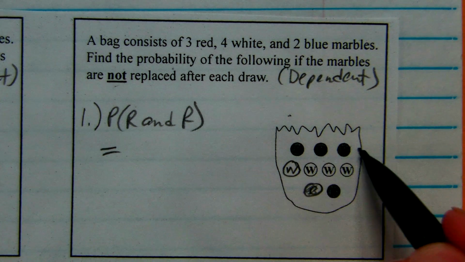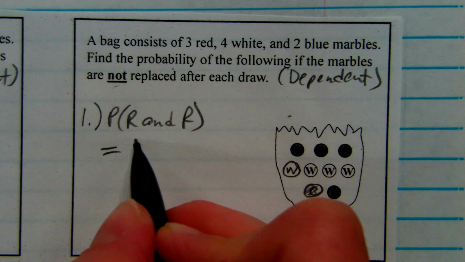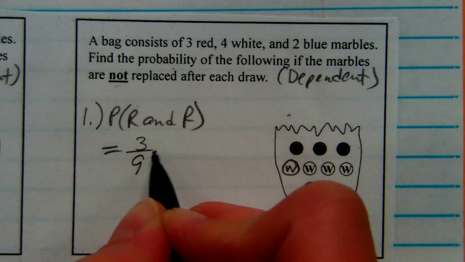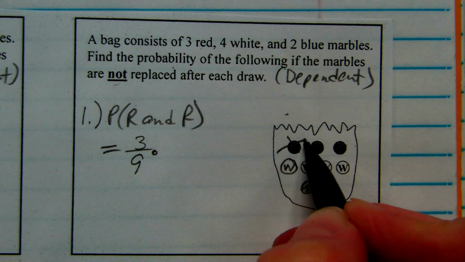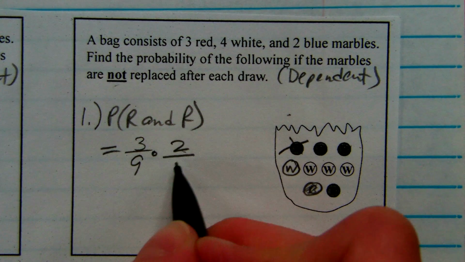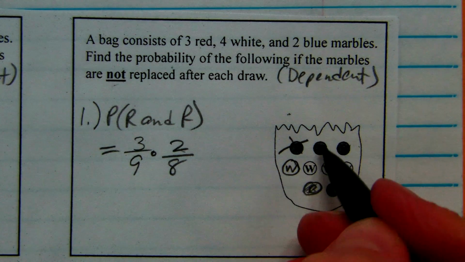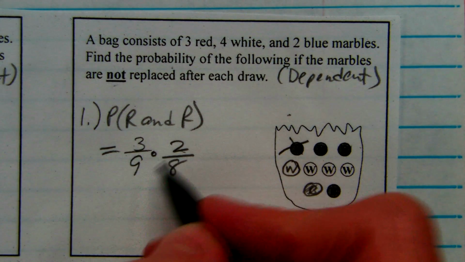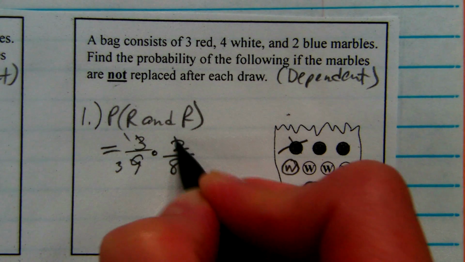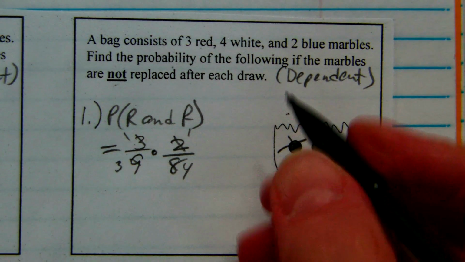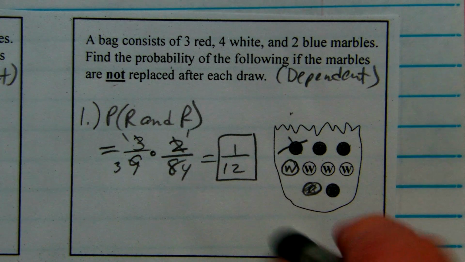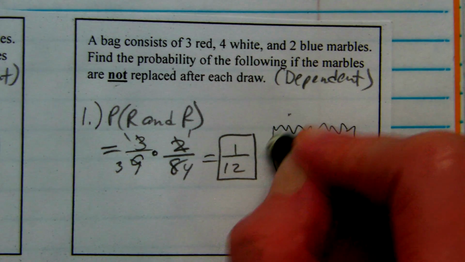Okay, so first we're going to do the probability of a red and a red. So there are 3 reds in the bag, and there are 9 total marbles this time. And then if I take that red out and don't replace it, how many reds are left? 2 out of 8. You guys are so smart. Okay, and so we can reduce these over here. So 3/9 is actually 1/3. 2/8 is actually 1/4. And we end up with 1/12.